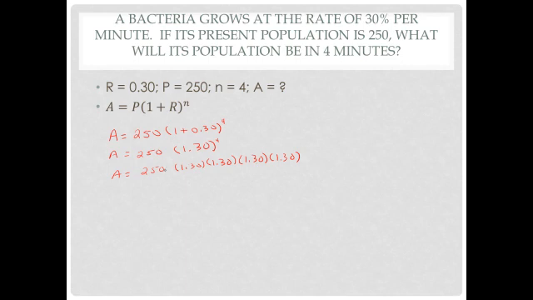So that's really 250 times 1.30 times 1.30 times 1.30 times 1.30. And we would multiply that all the way out to come up with our final answer. And we find that that should give us about 714.025. And we'll say that the bacteria grew to about 714.